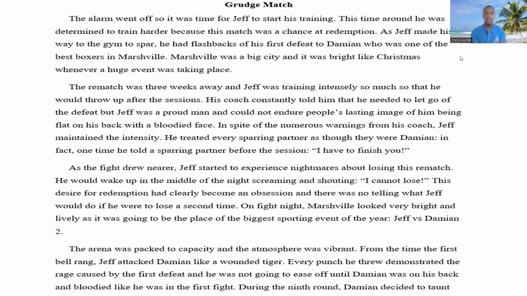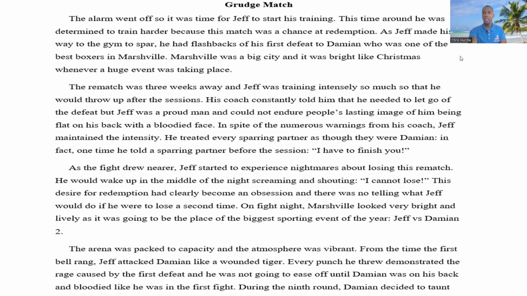From that first paragraph, we see the protagonist, which is Jeff. The story is obviously third person limited. We get the setting, Marshville, which is the city, and we are introduced to the goal of the protagonist, which is to avenge a defeat. So in that first paragraph, we have our exposition: the characters and the setting.